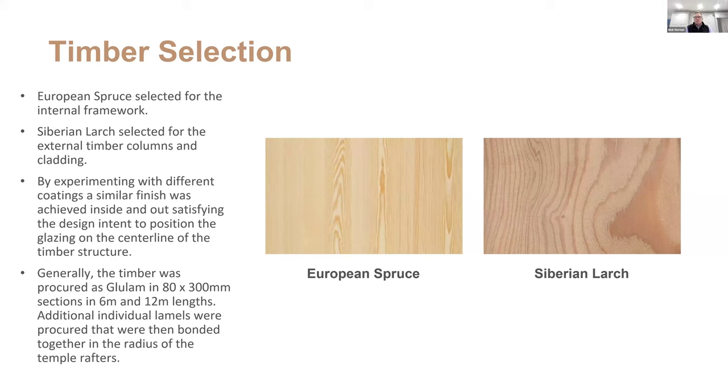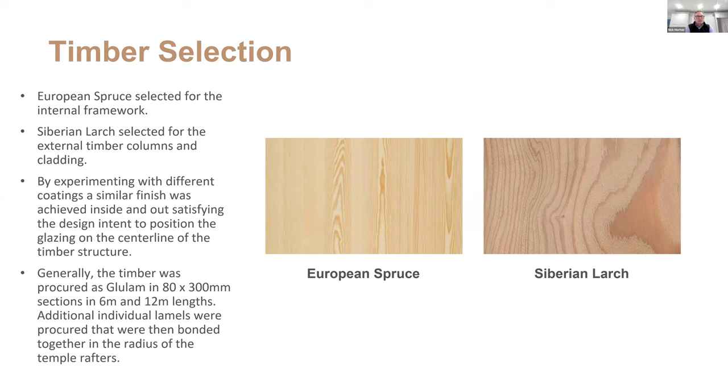Steve touched on this earlier in his presentation. I believe it was all going to be larch originally, but because of the cost constraints, we value engineered the project a little bit, and we ended up with a European spruce internally. So anything behind the glass line, anything behind the weather line, is made in European spruce. And because of the lack of durability of that product, anything outside the glass line, so anything that is exposed to the weather, is supplied and manufactured out of Siberian larch.